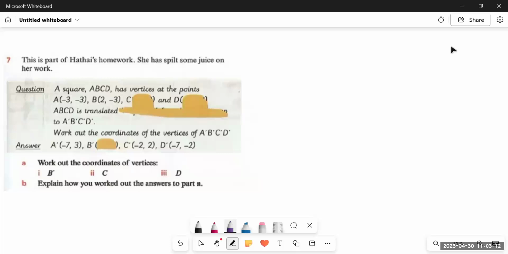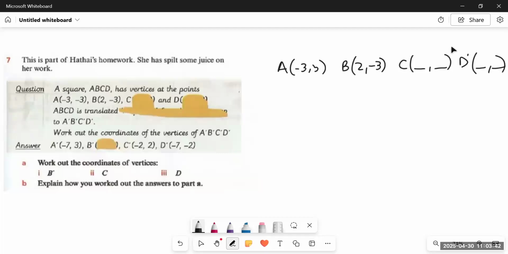Okay, it's the last question of this exercise 14.3. This is part of this homework. She has spilt some juice on her work. A square ABCD has vertices at the points A, let us write them down over here. A is (-3, 3). B is (2, 3). But she spilt some juice on the next two vertices, so they are missing, and we have to find them.